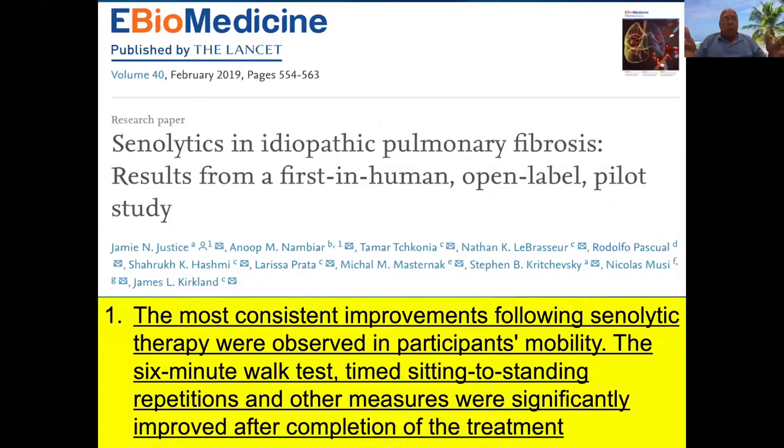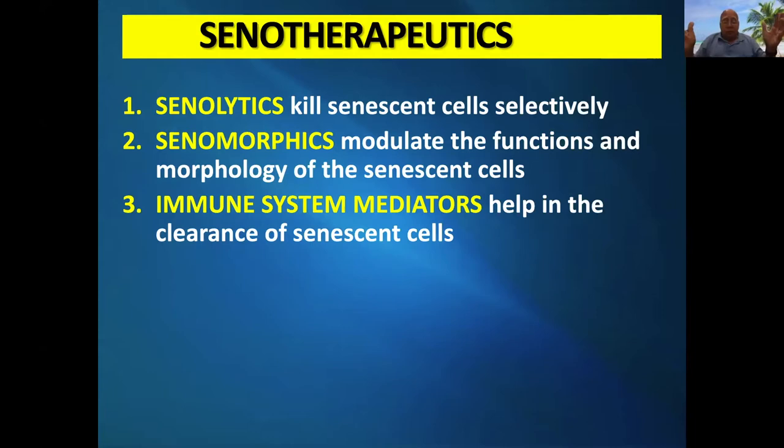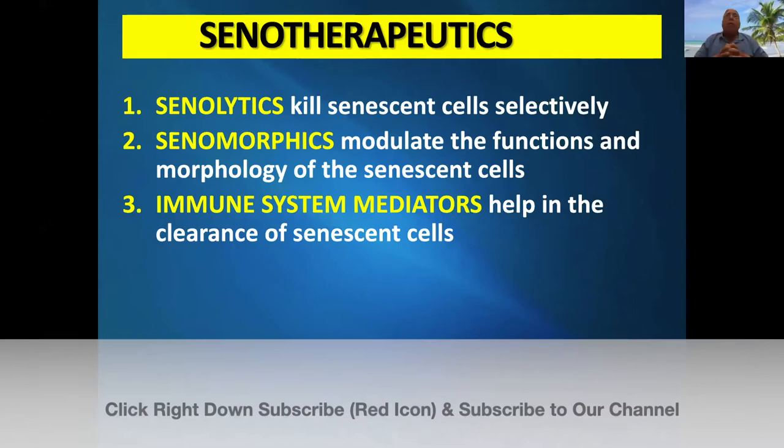Here's an article from The Lancet, 2019. They were treating pulmonary fibrosis just with these two compounds I was talking about, okay? So this is bringing us to the field of senotherapeutics. For instance, Johns Hopkins University is doing a very specific study now on something called UBX0101, where they're basically giving oral medications for people with osteoarthritis of the knees and getting significant improvement.